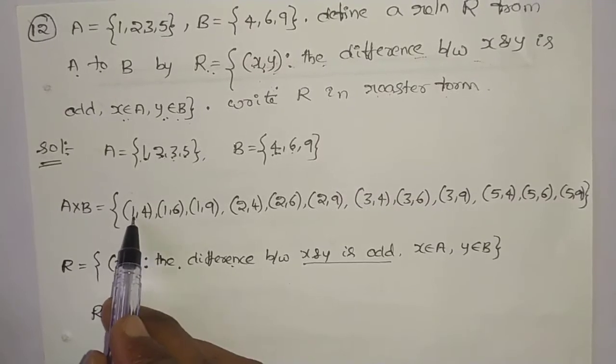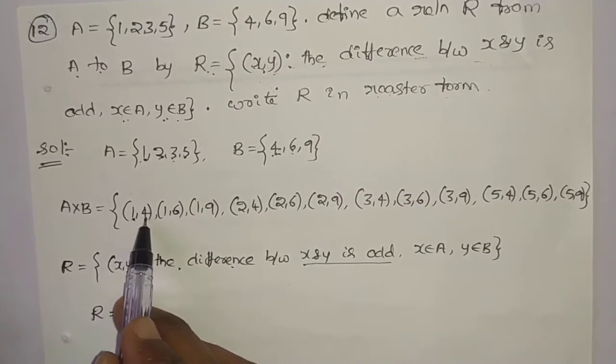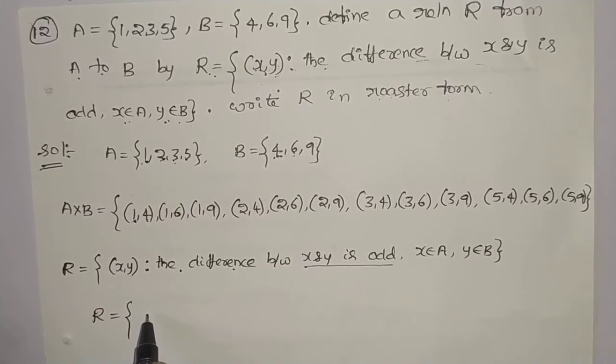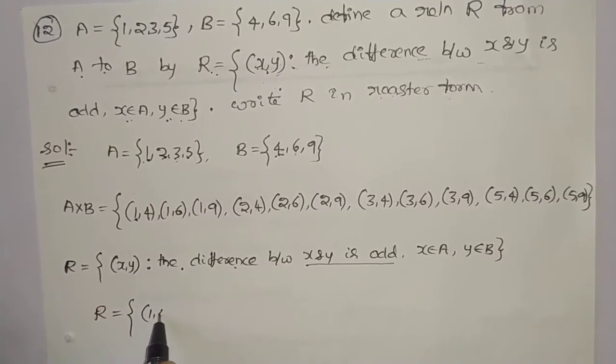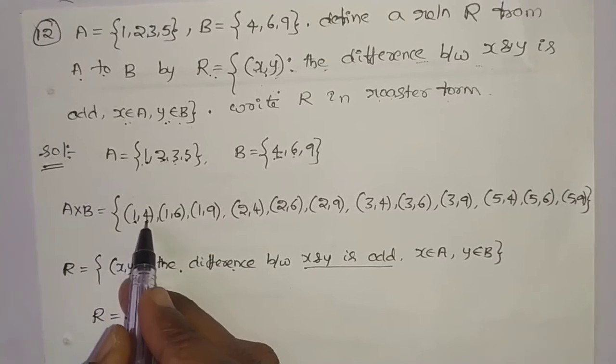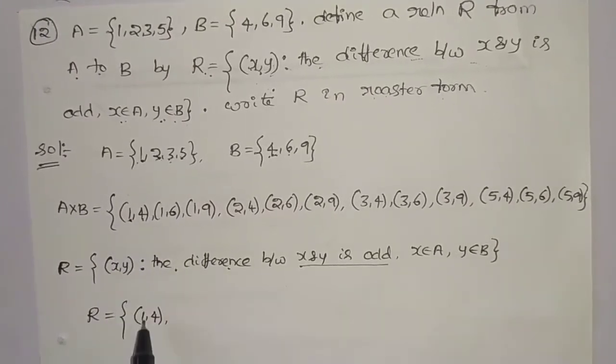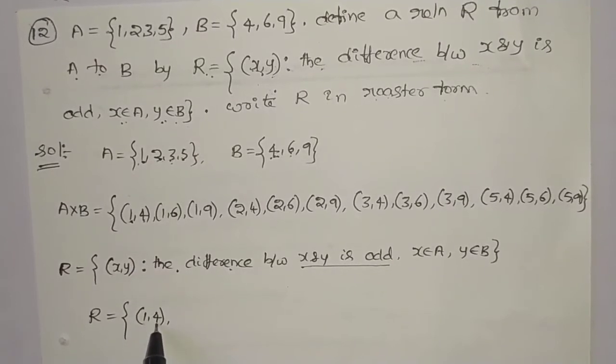The difference of 1 4 is what? 4 minus 1 is what? 3. Is 3 even or odd? Odd. So that ordered pair 1 4, the difference of 1 4 is 3, 4 minus 1 is 3, 3 is an odd number. So that I have written 1 4.